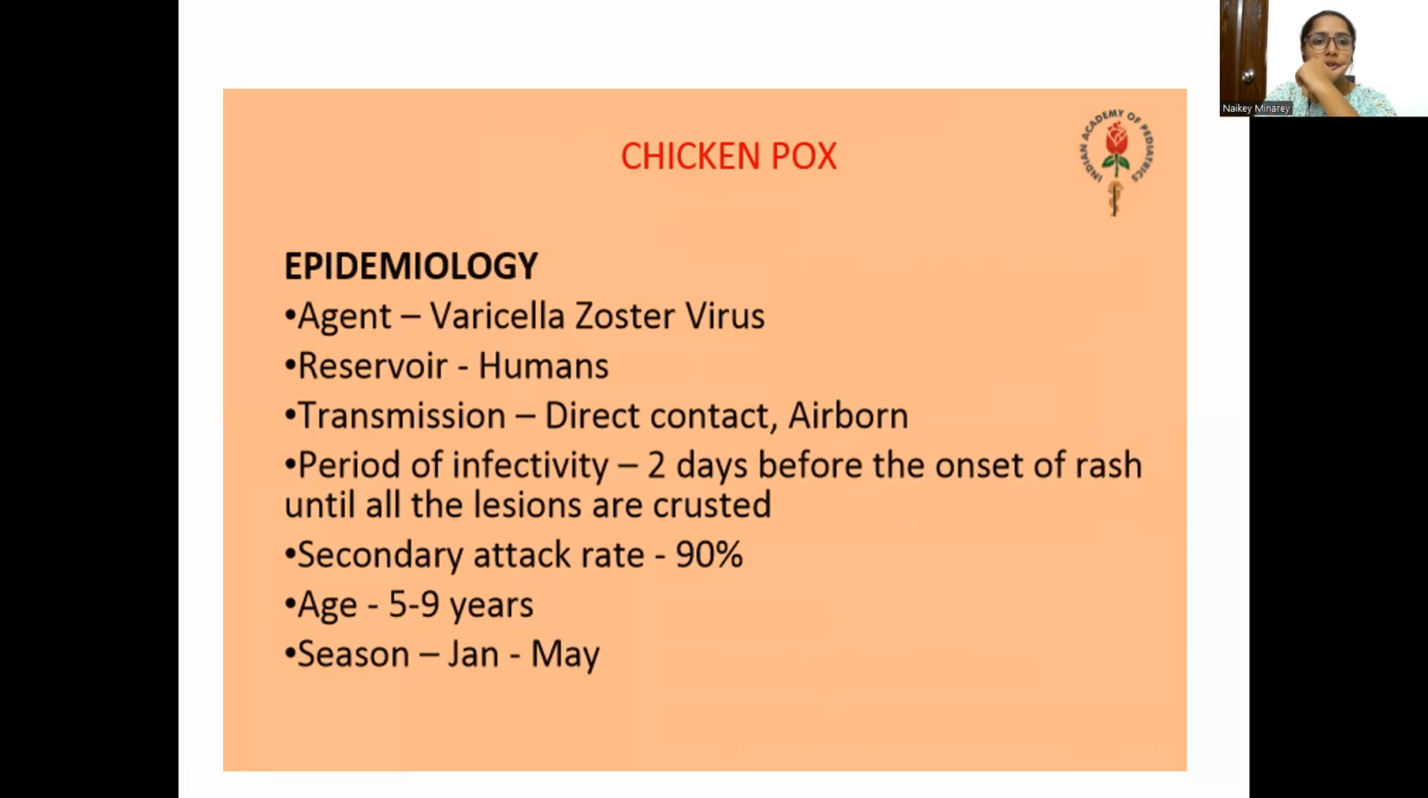Now coming to chickenpox. The agent is varicella zoster virus. Transmission is human to human, direct. The period of infectivity is 2 days before onset of rash until all the lesions are crusted. Secondary attack rate is 90%, age 5 to 9 years. Season is usually between January and May.